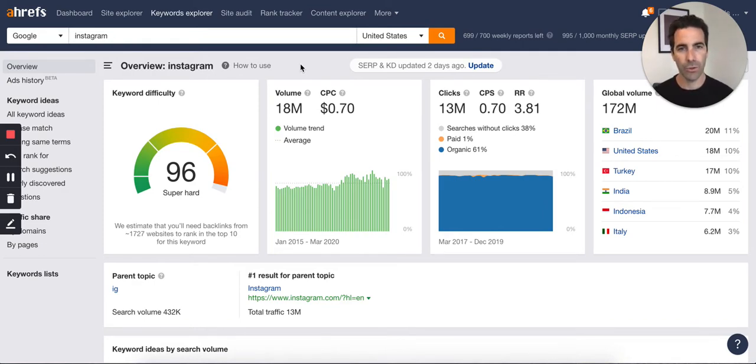The thing I want to draw your eye to is keyword difficulty. This is an Ahrefs measure of how difficult it is to rank for this keyword on page 1. 96 is incredibly difficult, which isn't a surprise.